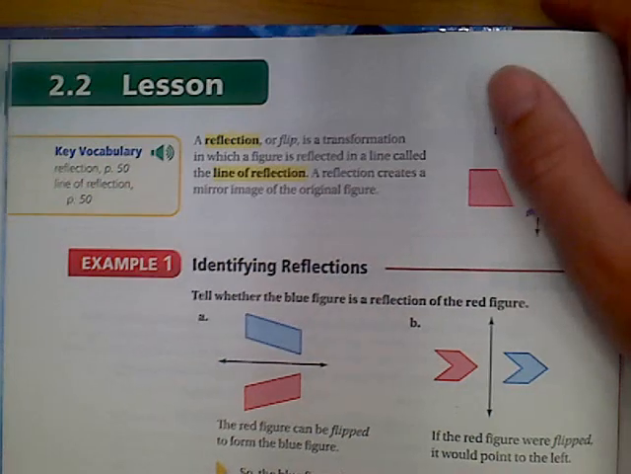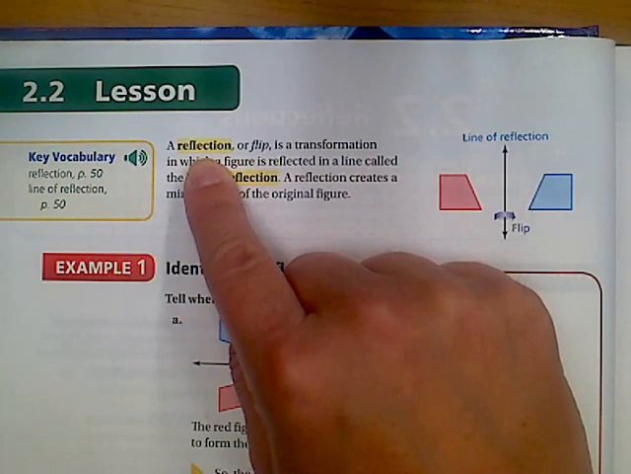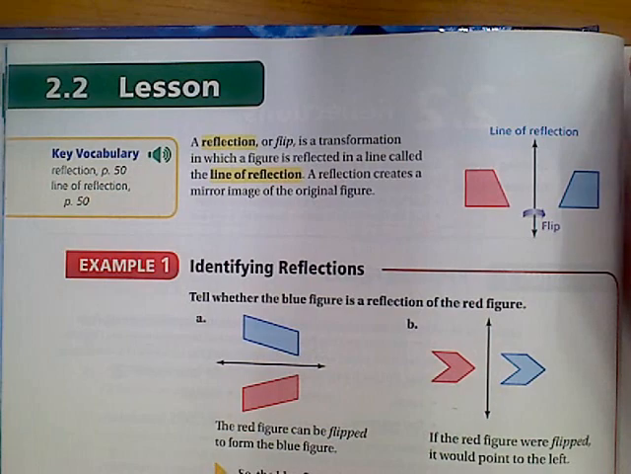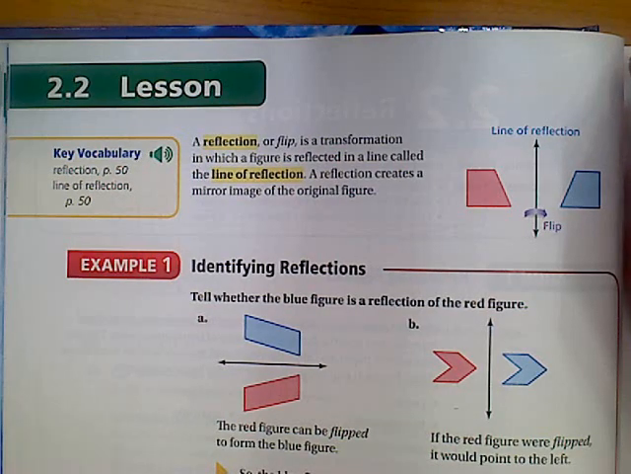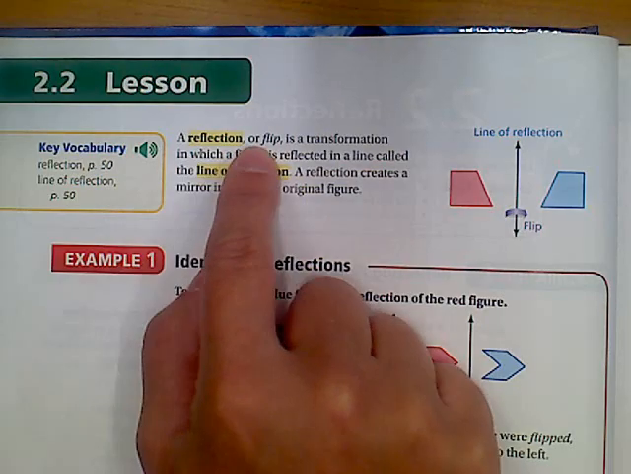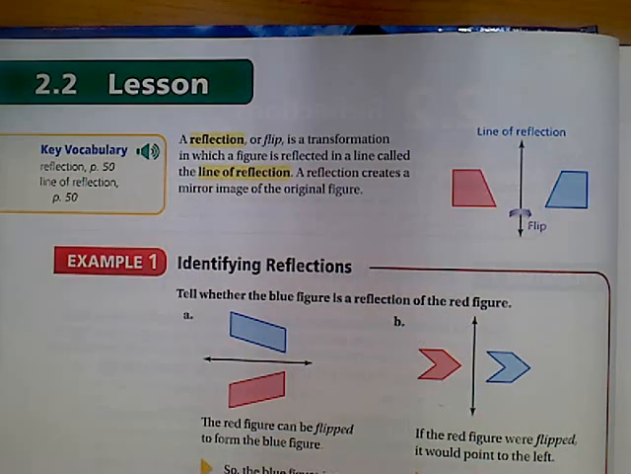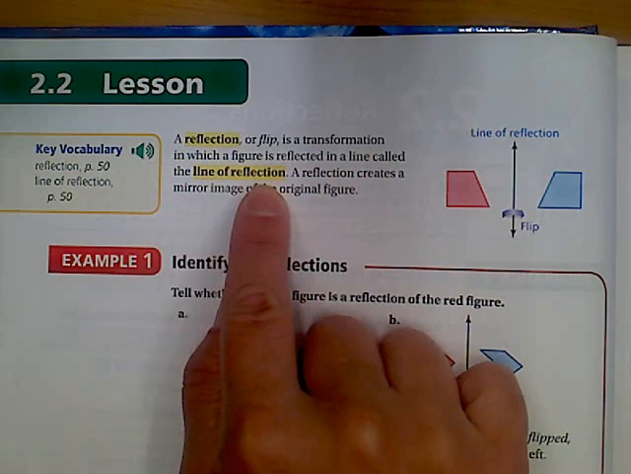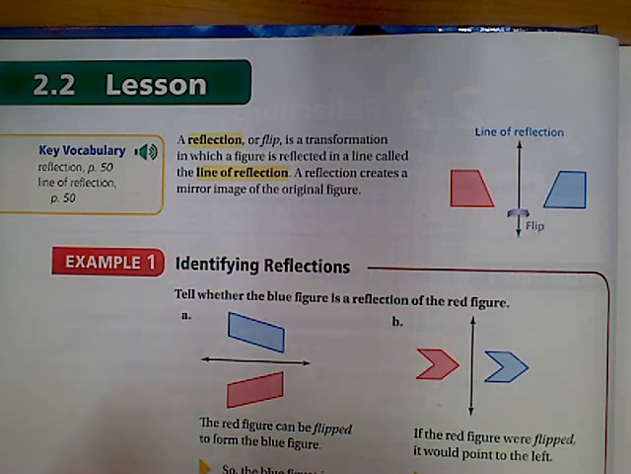Hey guys, welcome to today's lesson on reflections. In our last section we were doing translations, which were a slide. Today we're going to focus on reflections, which is a flip. It's a transformation in which the figure is reflected in a line called a line of reflection. The reflection creates a mirror image of the original.